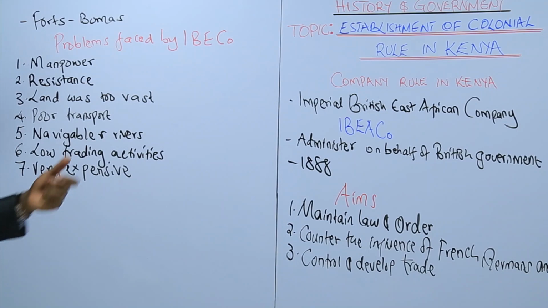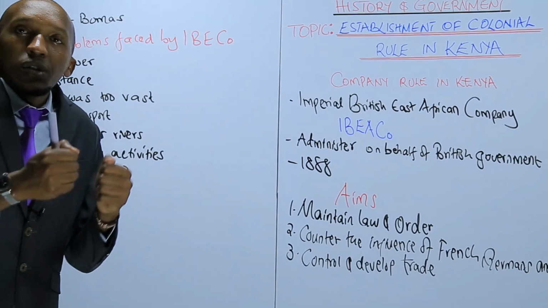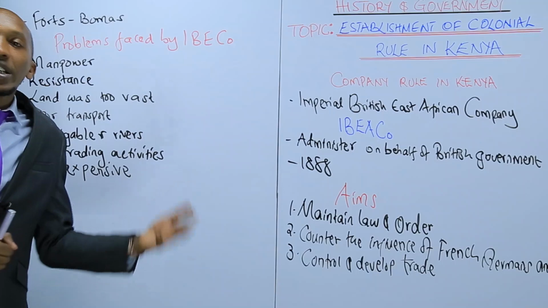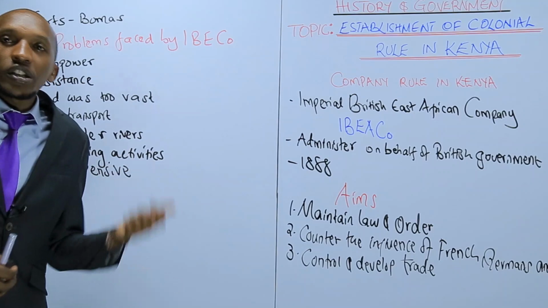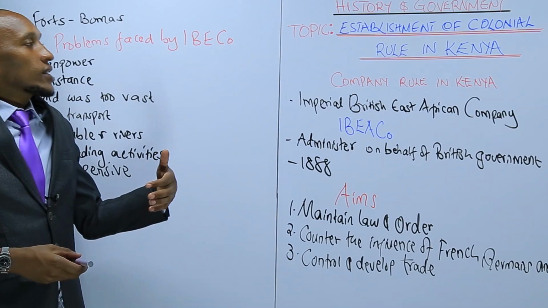So these encouraged the British government to finally come and establish their own control. The company could no longer effectively manage or handle the territory, which forced the British government to send down its own leaders to come and take control of the territory. So that is the company rule in Kenya.